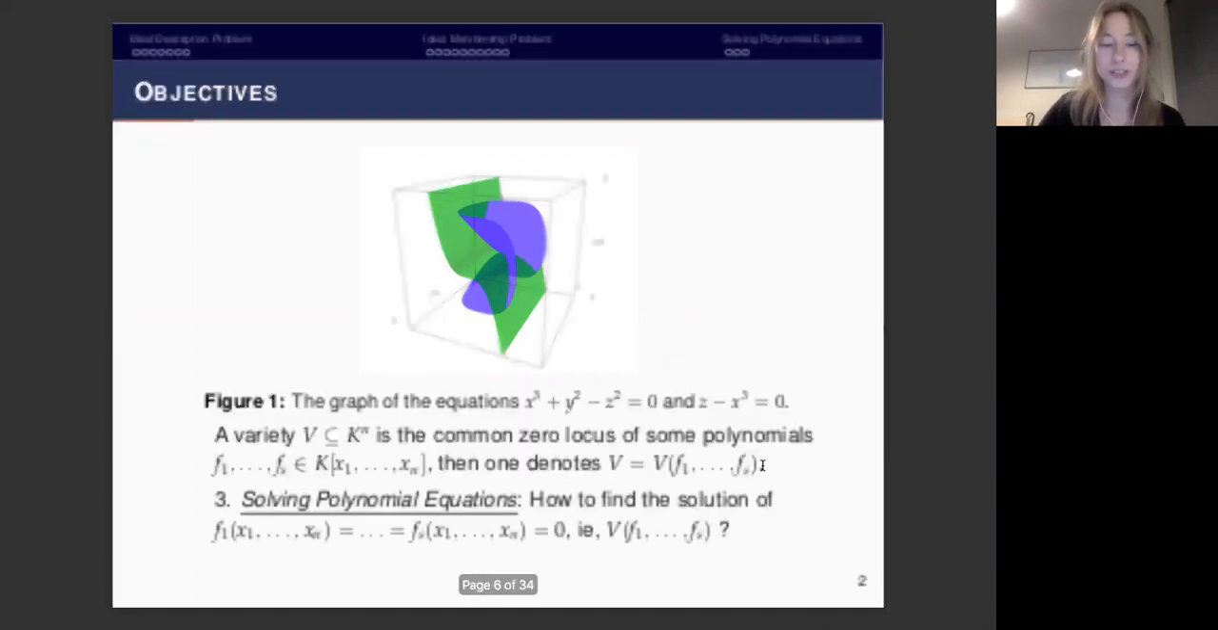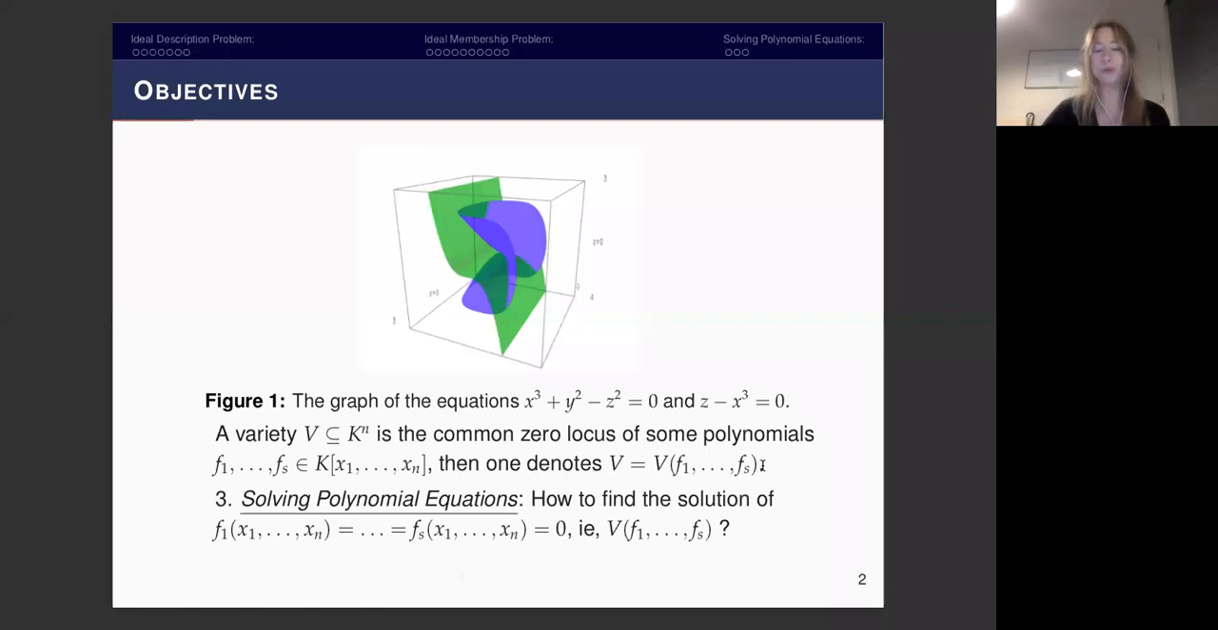And the third question that we ask is called solving polynomial equations, and it asks us to find an easier way to solve a system of equations like this. But this is equivalent to finding the variety defined by the polynomials f1 to fs.